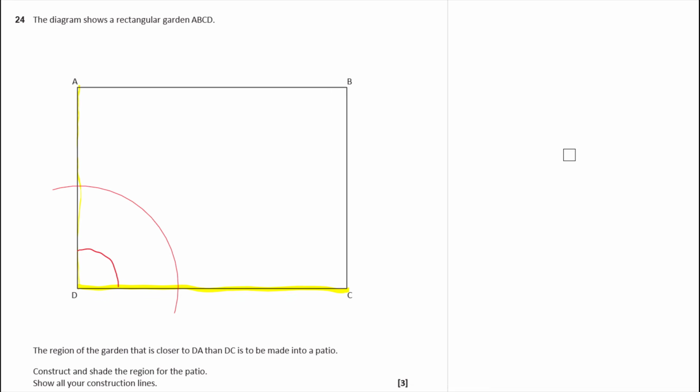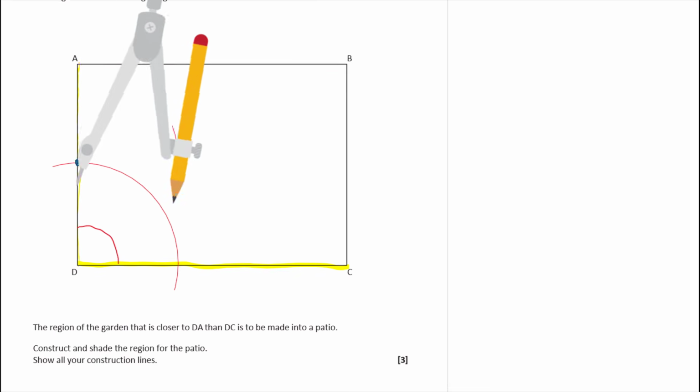Okay. Next thing I'm going to do is move my compass to this point where my arc cut DA. I'm going to put the tip of the compass there, and I'm going to draw a second arc on the diagram. Not changing the width of the compass, just leaving it as it is. I'm just going to draw an arc between the two lines.